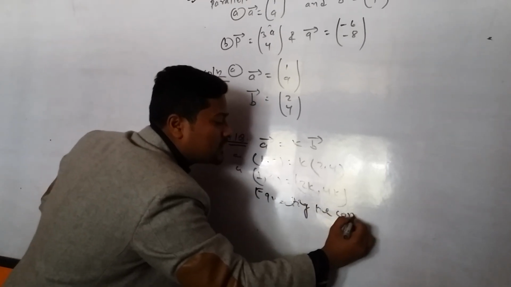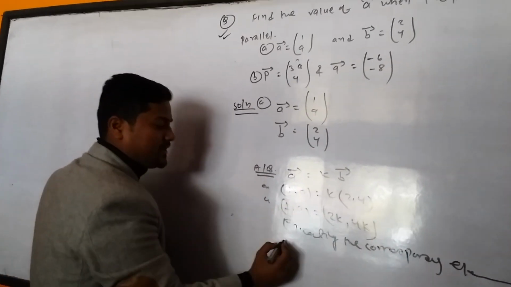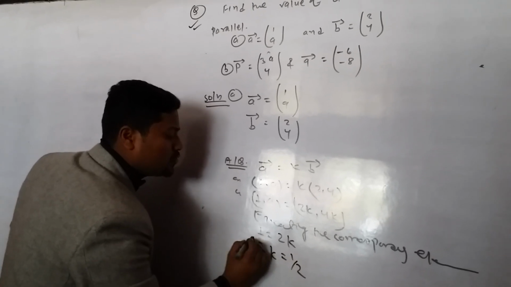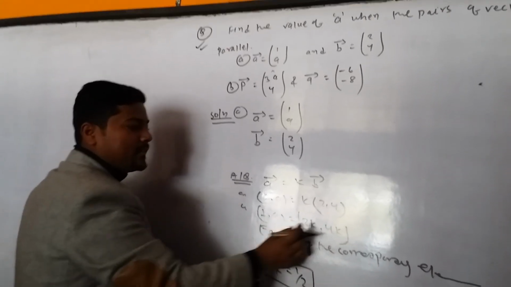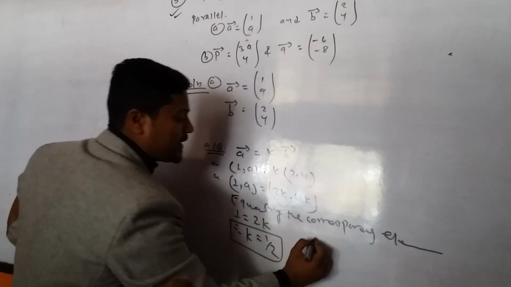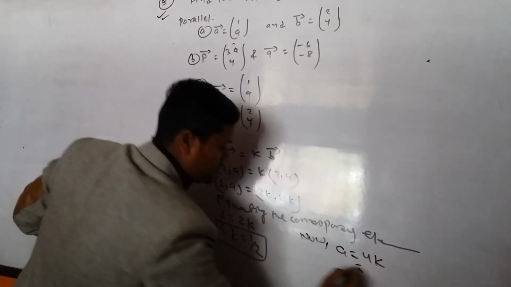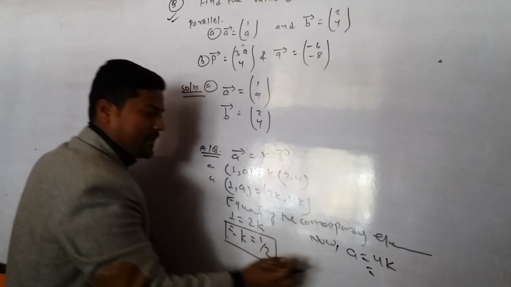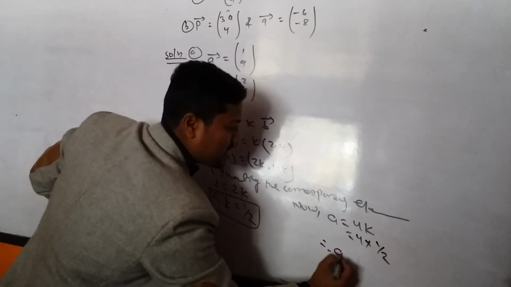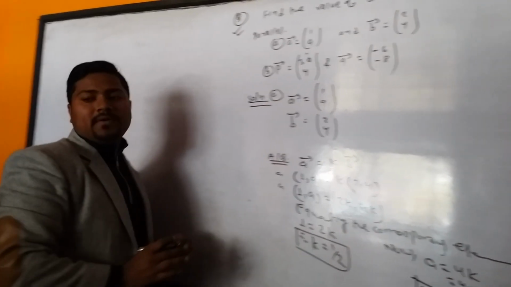Equating the corresponding elements we can write: 1 is equal to 2K. Therefore K value is what comes? 1 by 2. But this is not our answer. Now 4K is equal to A, or A is equal to 4K, same thing. But here K value is 1 by 2. So 4 into 1 by 2. Therefore A is equal to what comes? 2. This is our answer. In this way we can find the value of A.